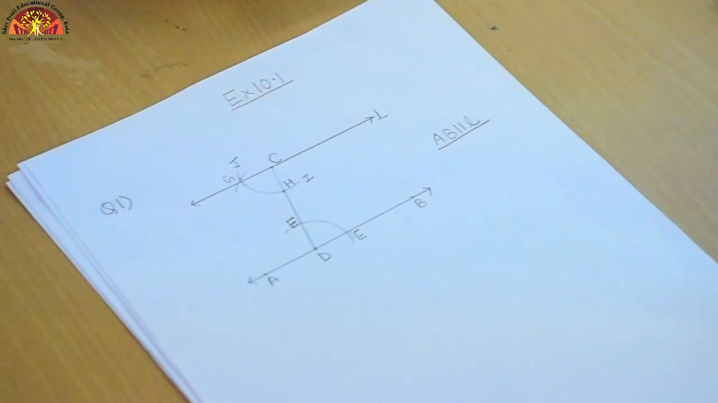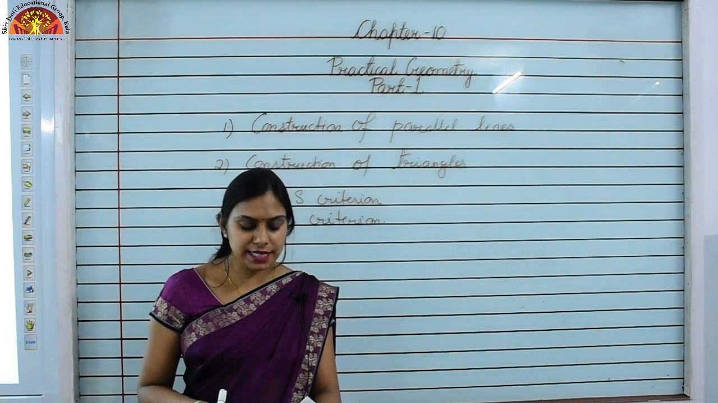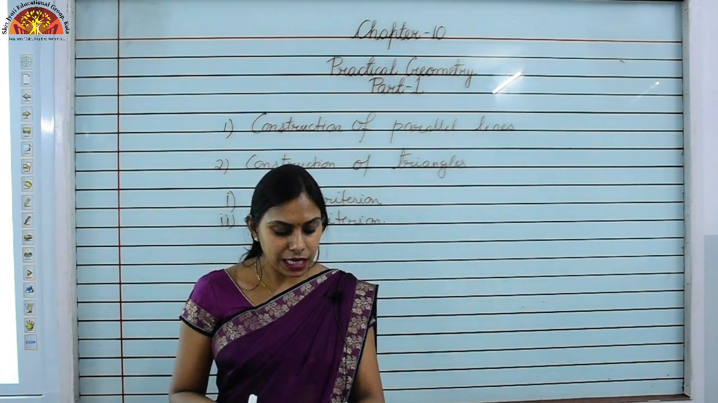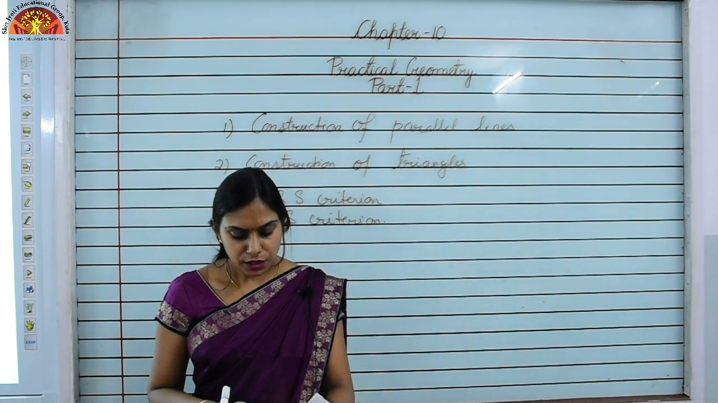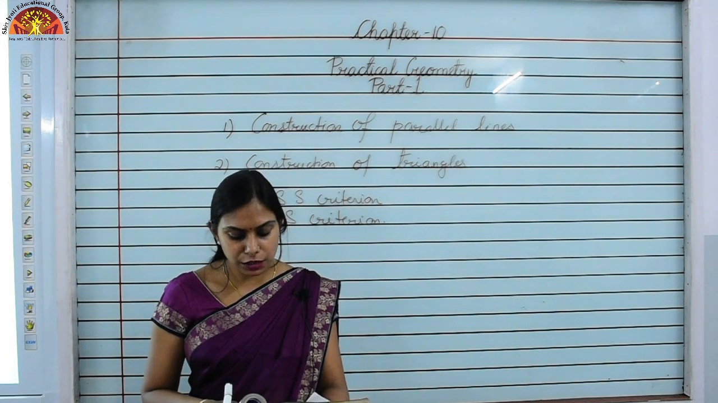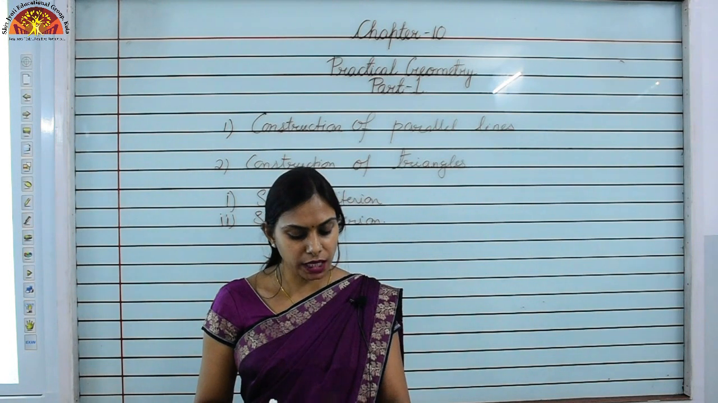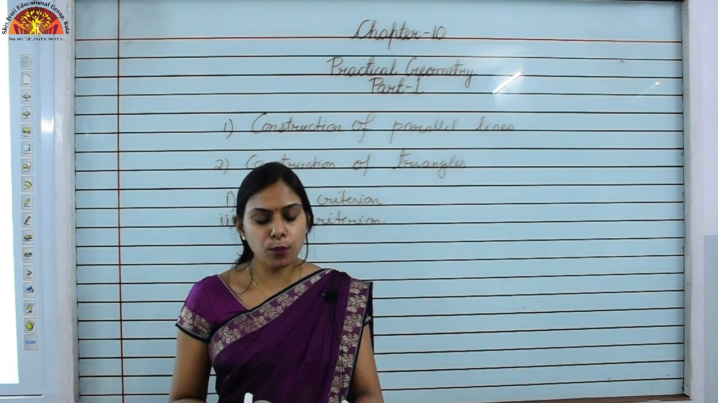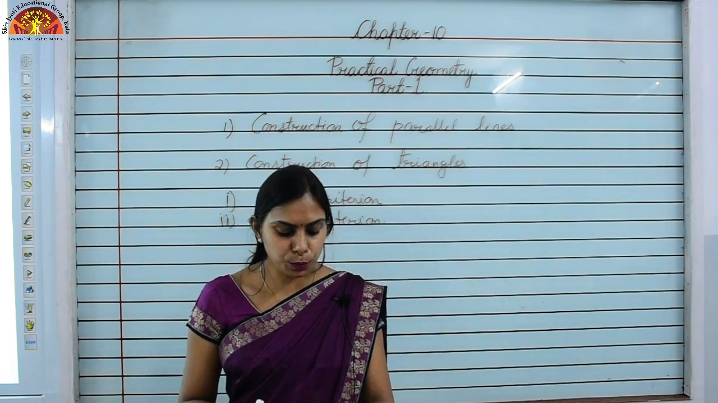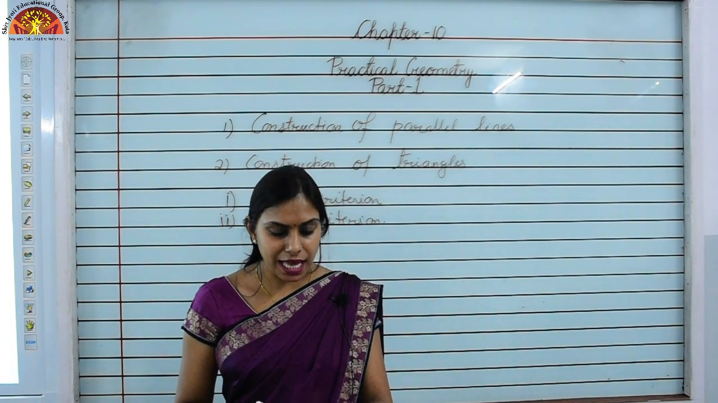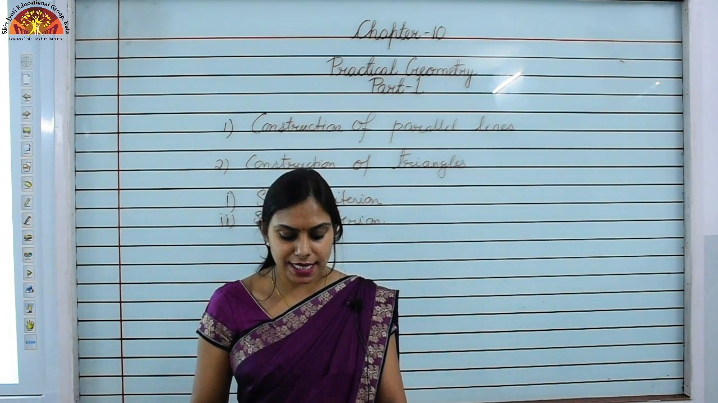Okay. Now we'll move to the next question. Now see children, question number 3 of exercise 10.1. Let L be a line and P be a point not on L. Through P, draw a line M parallel to L. Now join P to any point Q on L. Choose any other point R on M. Through R, draw a line parallel to PQ. Let this meet L at S. What shape do the two sets of parallel lines enclose?